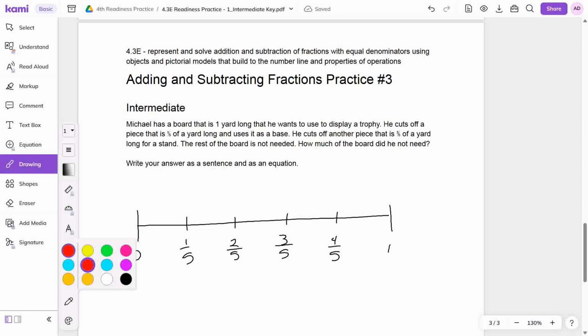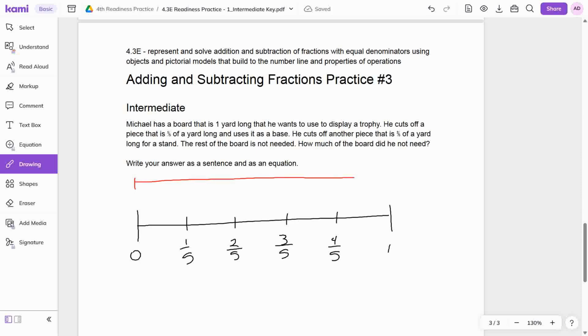So we are cutting parts off. So it starts with the whole board. It's going to be 1 yard. And then he's going to start cutting stuff off. He cuts off 1/5. So if I cut off 1/5, that means I'm just going to take this first chunk and that's going to leave me 4/5 left. So this is going to be my base.